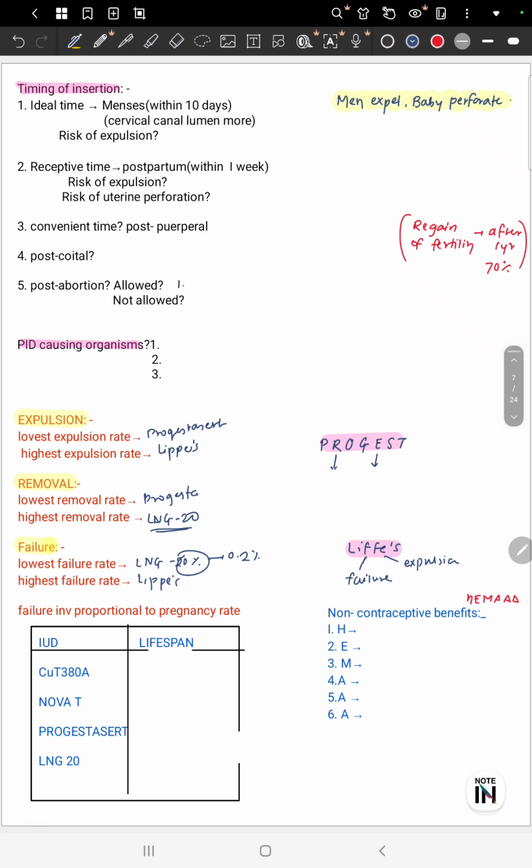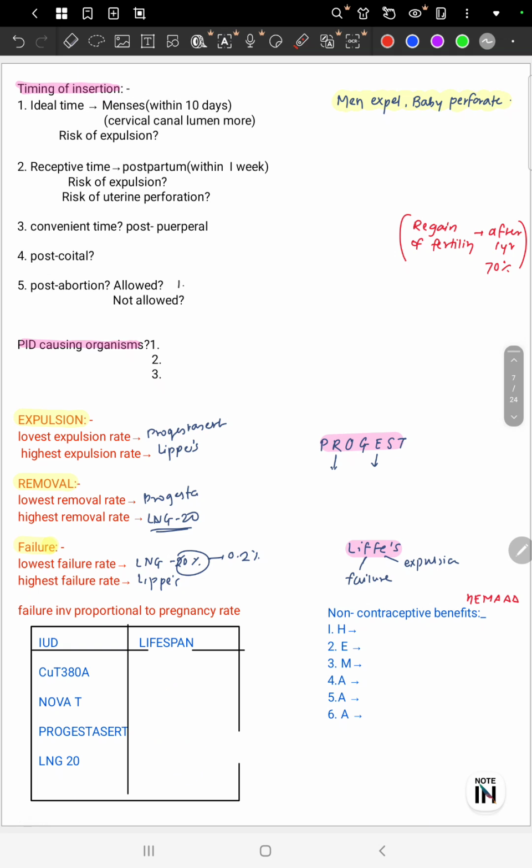How to remember this? LNG looks like LPG. We have those LPG cylinders in our home, and what do we do? We take them out, voluntarily. So the highest removal rate is seen in LNG20. Now the next is the lifespan of different IUDs, which we already discussed. Copper T 380A is 10 years, Nova T is 5 years, Progestasert is 1 year, and LNG20 is 5 to 7 years.